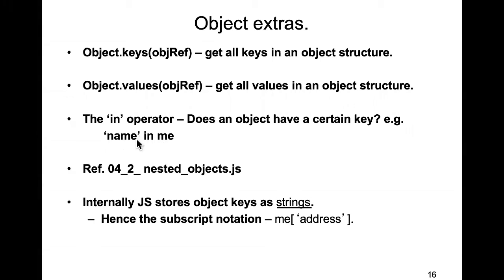So this kind of expression here, where me is the object that I was showing you a while ago, is going to evaluate, in my case, to true, the Boolean true, because me did have a key called name in it. So we've got illustrations of all of these in 042.